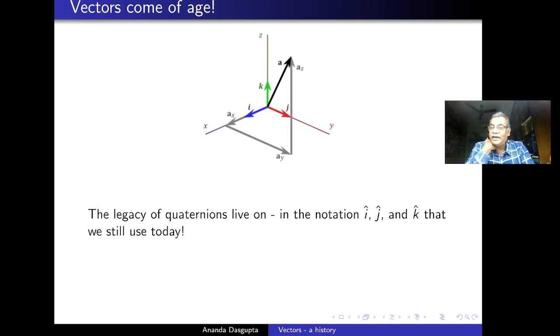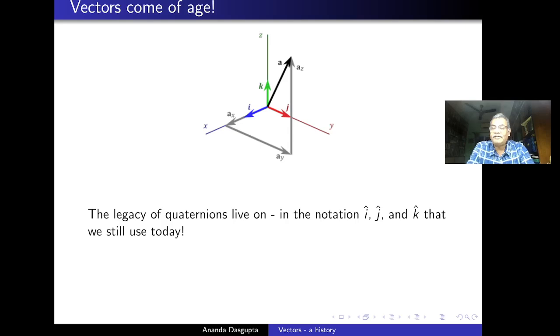And today, we live with the unit vector names i hat, j hat, k hat as reminders of the quaternion origins for vectors. Now, the history lesson is over, but I do have one final task, a final thing to discuss.